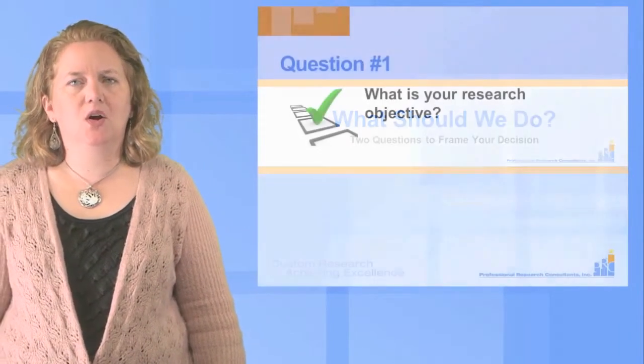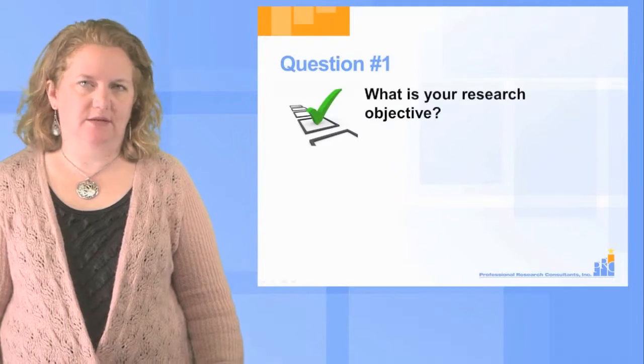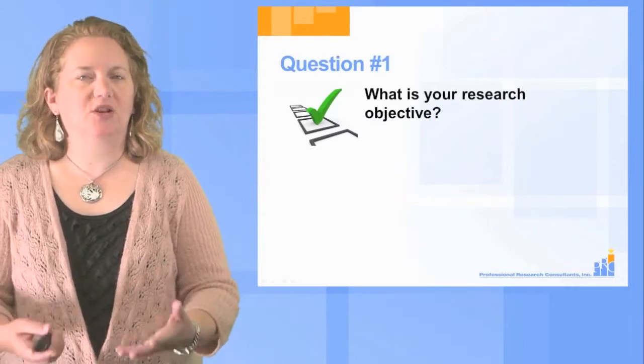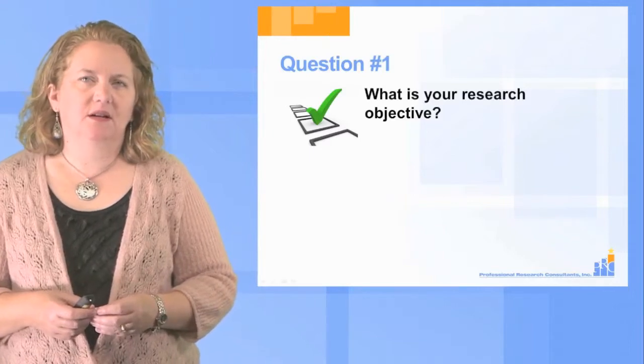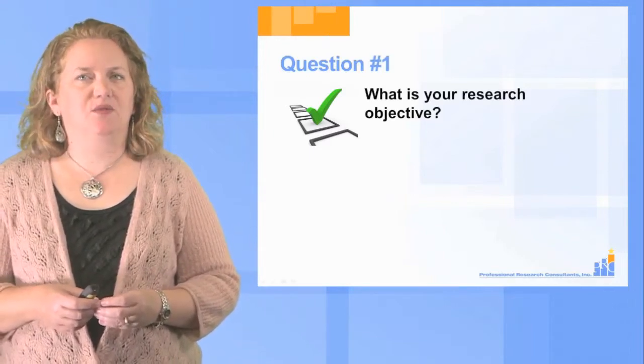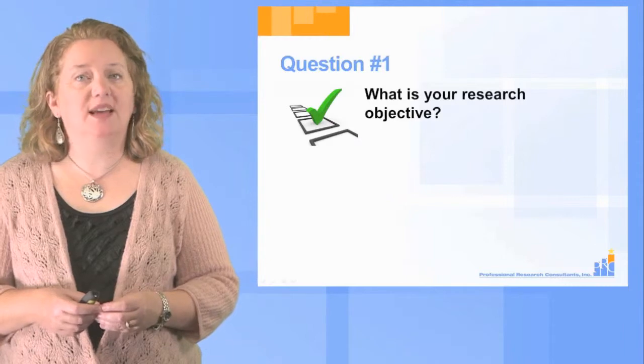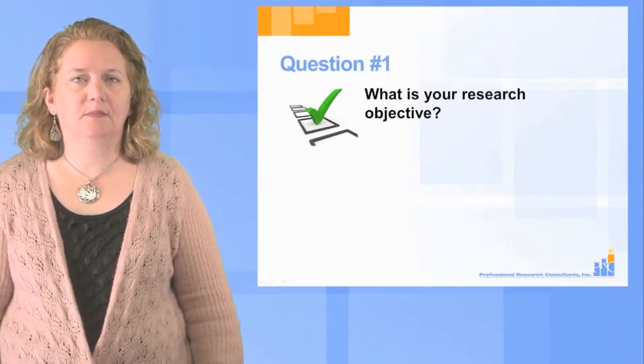Number 1, what is your research objective? Why do you feel like you need to measure? What are you planning to do with this data once you have it? Being able to answer this question is vital, and it's the first step in creating an appropriate study design.